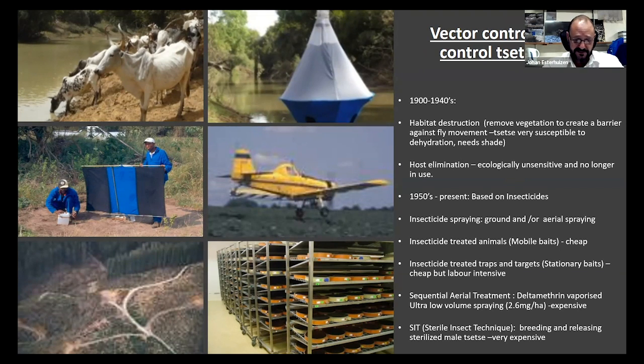This has been done successfully, but it's a very expensive technique, mainly because you need specialized laboratories or temperature-controlled facilities to breed the flies. You need to have a good blood source to feed them. And before you can do a sterile insect technique, you need to suppress the tsetse population with another method, one of these previous methods. Mostly we use insecticide-treated targets to suppress the population and then release the sterile males.